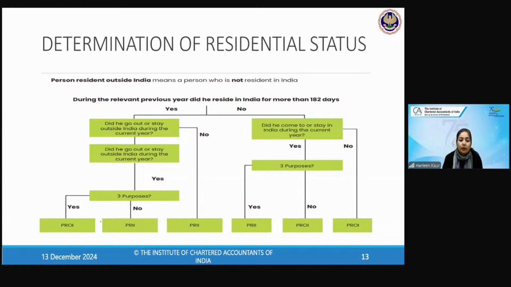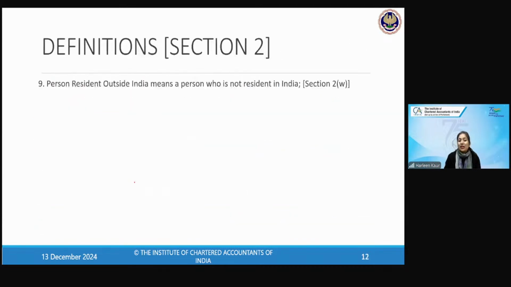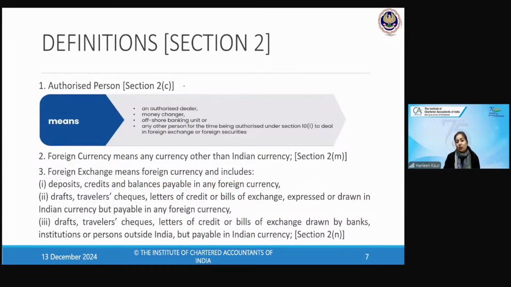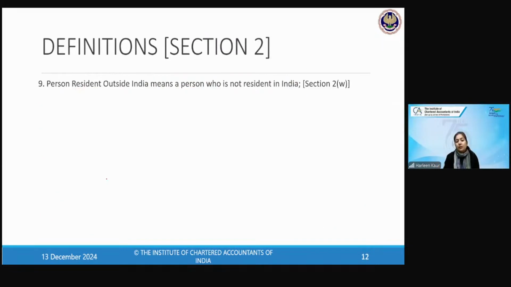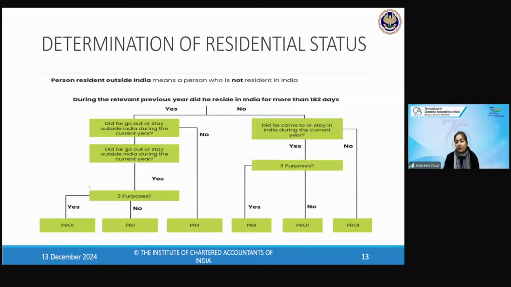All right. Okay. Now, dealing in foreign exchange. Who can deal in foreign exchange, children? Can you or me or I, any one of us, deal in foreign exchange? No. No person can deal in foreign exchange or transfer foreign exchange to any person not being an authorized person. So who can do that? Only an authorized person. And who is the authorized person? Ma'am, you just taught us in the beginning of the session. Authorized person means an authorized dealer, money changer, offshore banking unit, or any other person who has, for the time being in force, been informed, then that person will be considered as the authorized dealer.